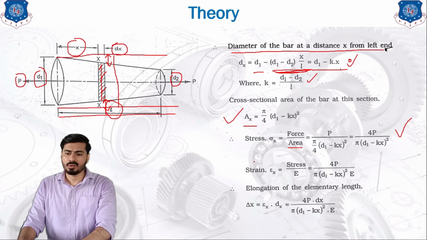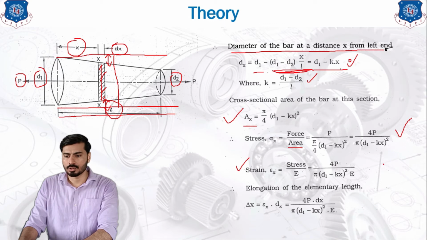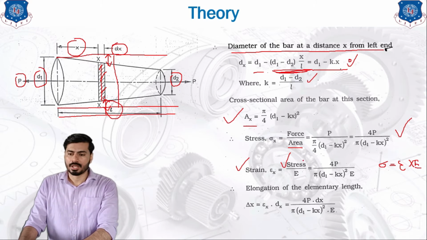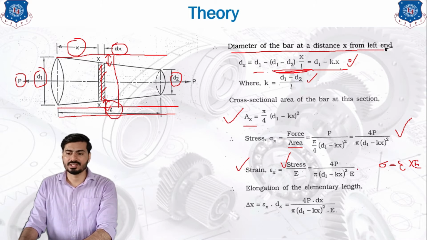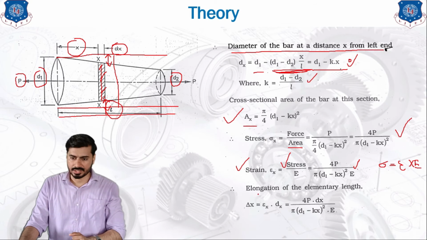Now we are going to calculate the strain. How can we calculate it? Using the basic relation from Hooke's law. What is Hooke's law? Hooke's law is sigma equals E into epsilon. We make epsilon the subject and we get the equation stress upon E. If you put the value of stress, then you will get the value of strain like this. Now we have stress and strain.